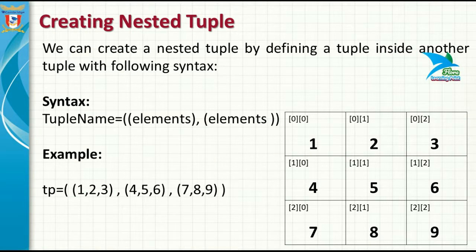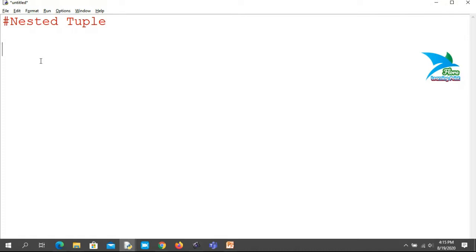Let's discuss how to create a nested tuple. We can create a nested tuple by defining a tuple inside the body of another tuple. Here we have the syntax of a nested tuple. You create it using round brackets, define the elements of the first row, and with comma separation define the elements of the second row. If you want to make this structure, you have to create a tuple using this syntax. So let's demonstrate how we can create a nested tuple.